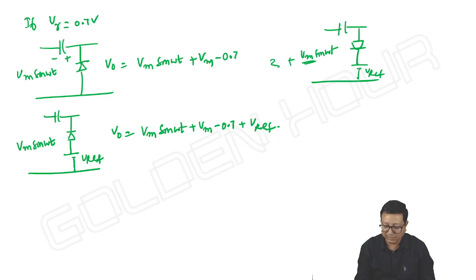It may have something like 3 plus Vm sin omega t, which should be greater than V reference. Then only the diode will conduct. Then only we can take some output equations, right?